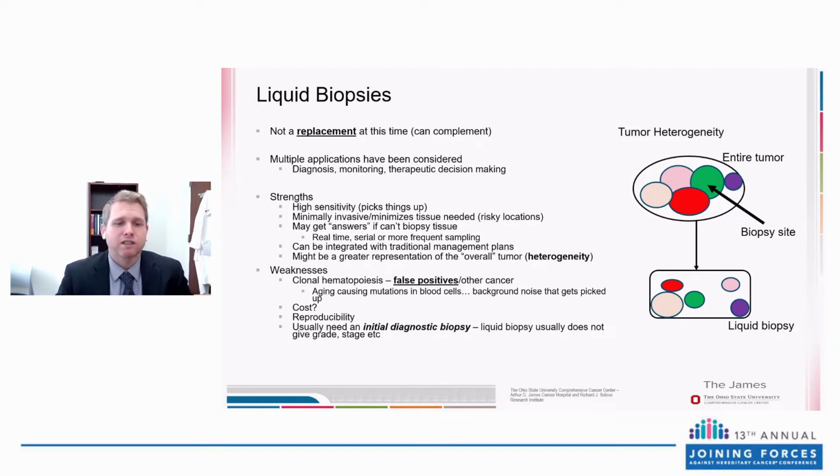There are many great strengths to liquid biopsy technology that we have to emphasize. First, it has a high sensitivity, which means it picks things up. So we can order a test that can identify something going on.